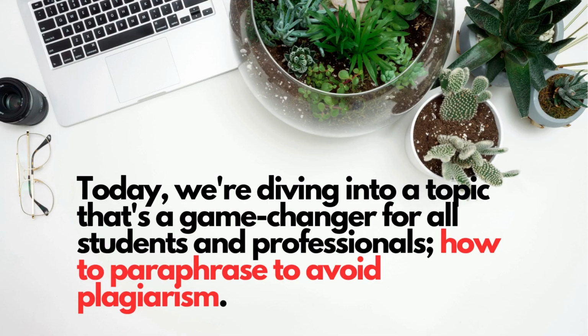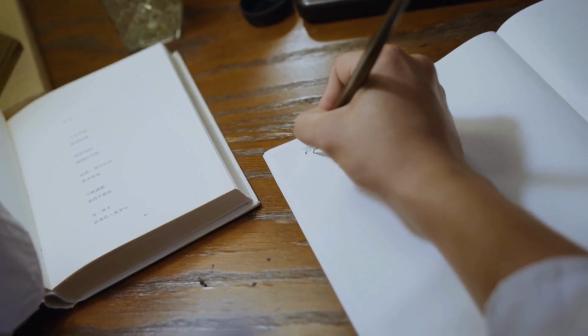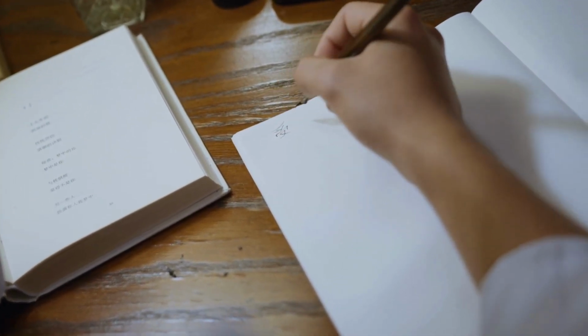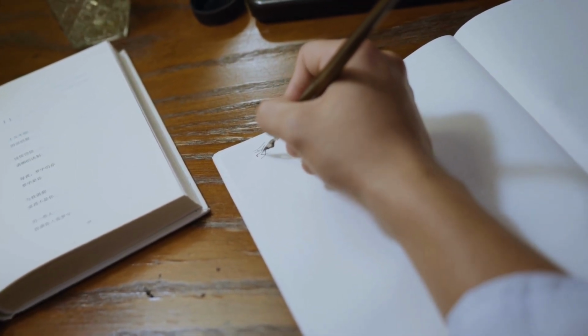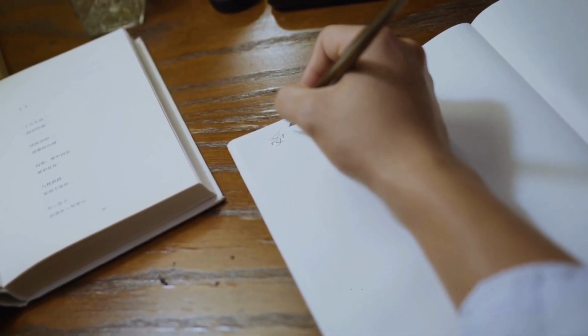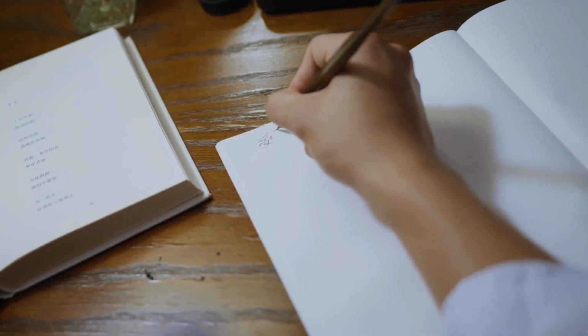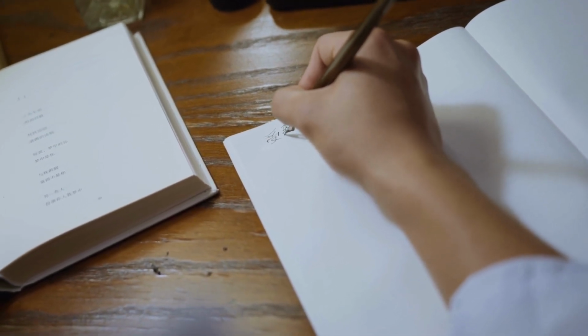Today, we're diving into a topic that's a game changer for all students and professionals: how to paraphrase to avoid plagiarism. Stay tuned to unlock the secrets of effective paraphrasing. Plagiarism can be a real stumbling block in your academic and professional journey. But don't worry, paraphrasing is the key to sidestepping this issue while respecting others' work. Let's get started with 5 essential tips and tricks.